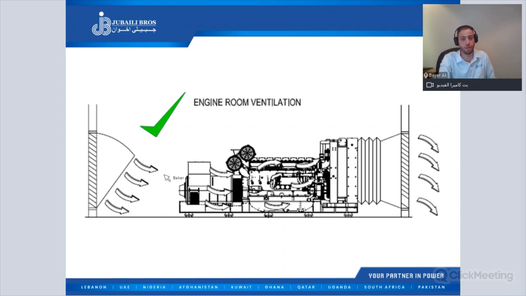The third system here, which is acceptable also, has the air inlet position in the high wall. This system is acceptable if we fix a duct here to direct the airflow to the alternator. So if we have the opening at the high level of the wall, then we have to fix a duct to direct the air to the alternator and air filters, engine, then the air will go outside. So this system also is acceptable.